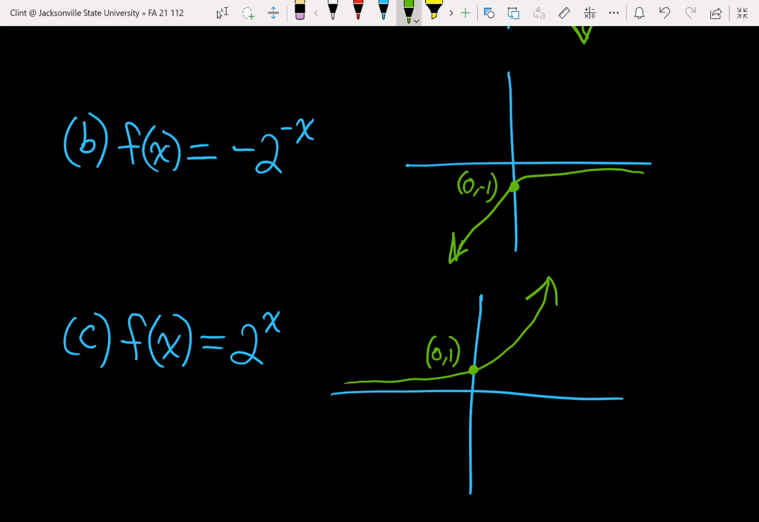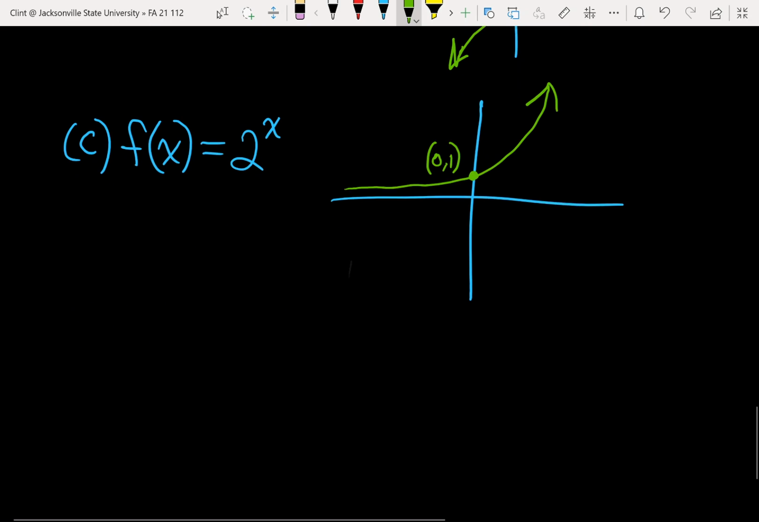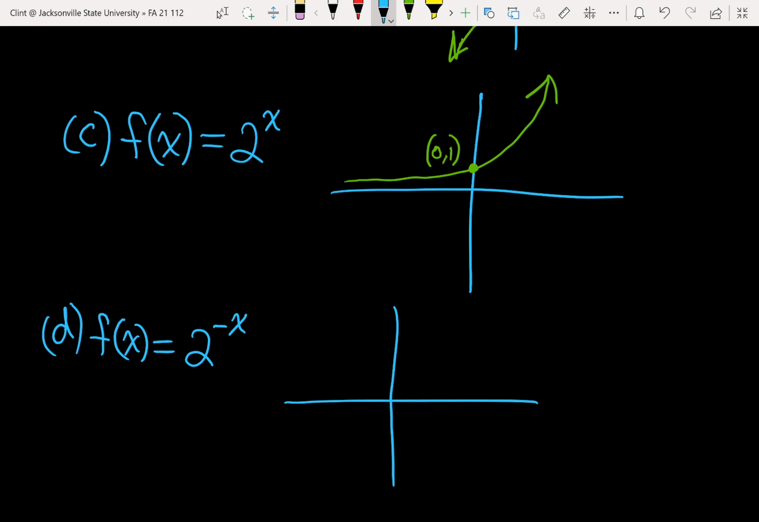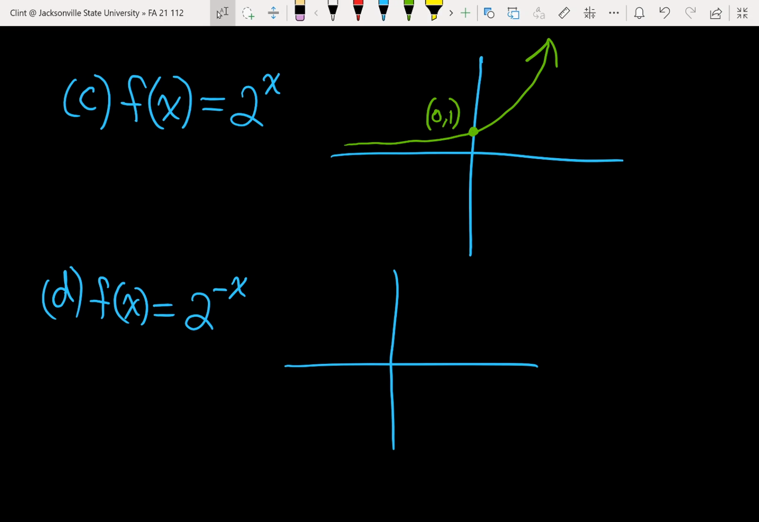And then D just gives us the negative in the exponent. So D gives us 2 to the negative x. So again, when we put the negative up there in the exponent with the x, that switches the left and the right side. So if this is what we did look like, when we switch the left and the right, we're just a mirrored image across the y-axis. So it'll look like this.